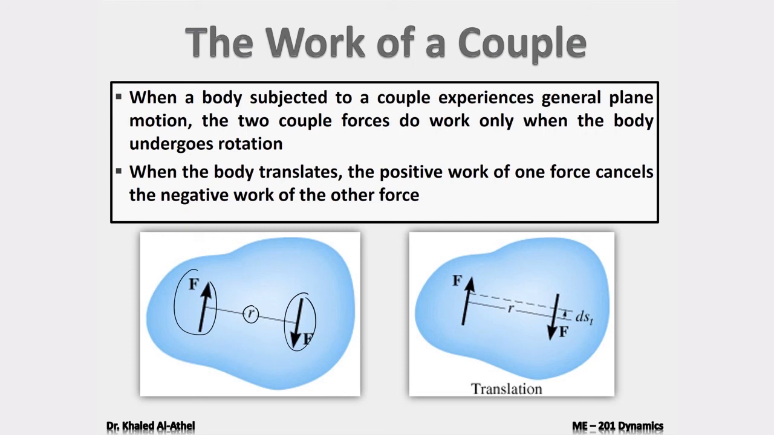Now, when the body translates, the positive work of one force cancels the negative work of the other one. So this F is going upward, this F is going downward. They are opposite in direction, and the displacement is going to be the same. So they are going to give negative and positive work, and they cancel, so you don't have to consider that one.